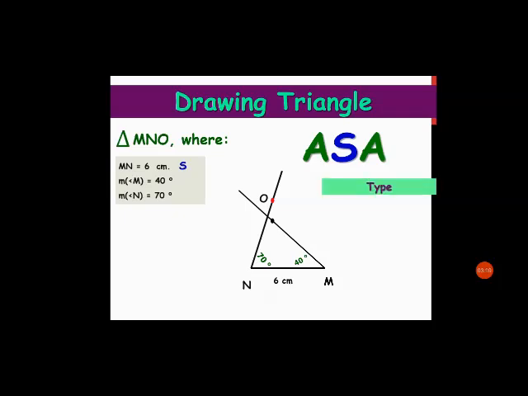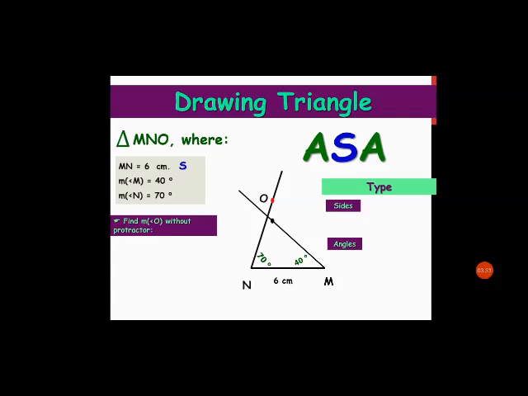The question now is to find the type of the triangle according to the sides and according to the angles. So first of all, we have here the angle O. Can we decide the type of the triangle according to the angles without knowing the third angle? Of course not. So we will first bring all the information we don't have.